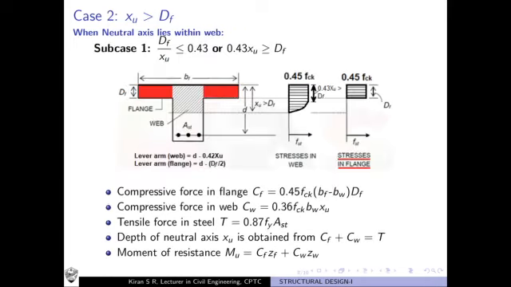Okay, now coming to the second case where the neutral axis is lying inside the web. You see that this is the neutral axis, this is lying inside the web. Okay, and you have to analyze it. And here we are going to discuss two important sub-cases. The neutral axis can lie within the web, but there are two cases to be discussed here. Okay, and what are these two cases?